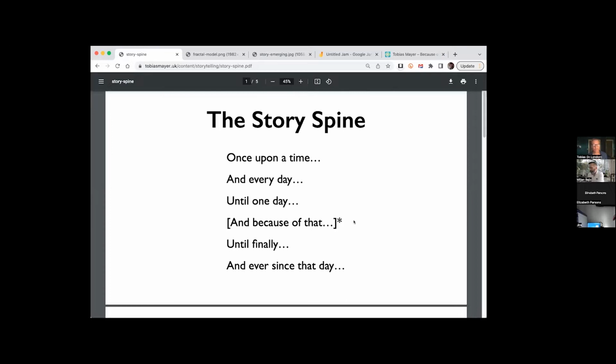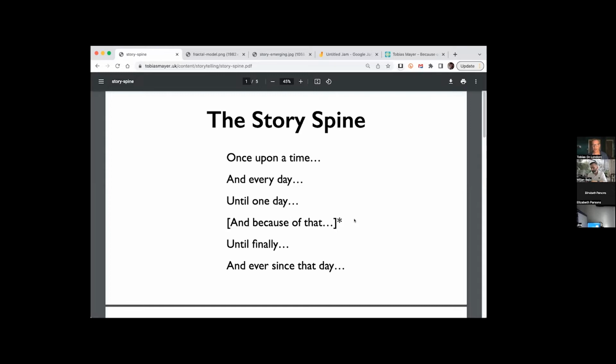Now, "and because of that" is an iterative thing, which is why it's bracketed and starred in that way. It's a notation for "do this again." So, and because of that, and because of that, and because of that. Something happens, and as a result of that thing happening, something else happens. They're completely connected. They're not unrelated.